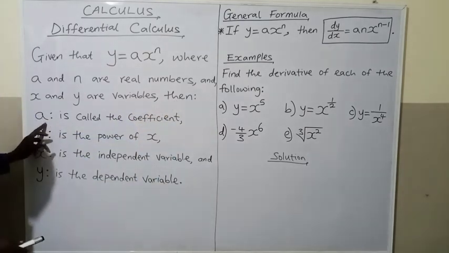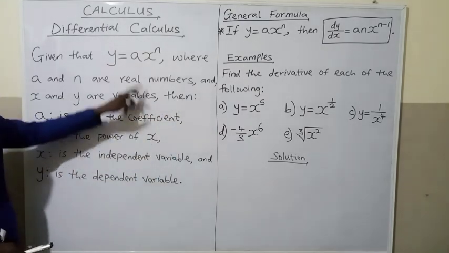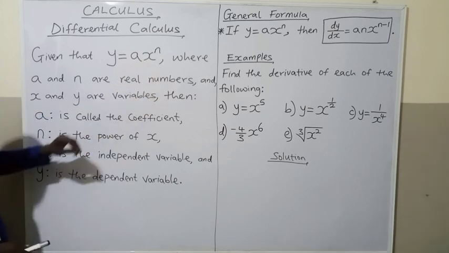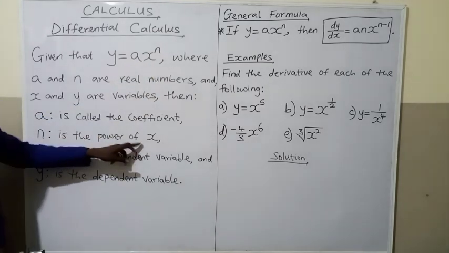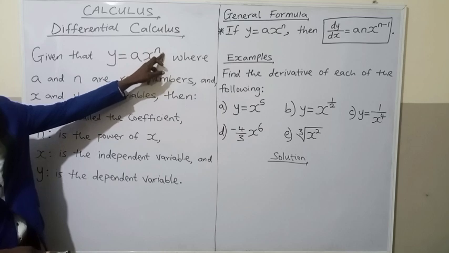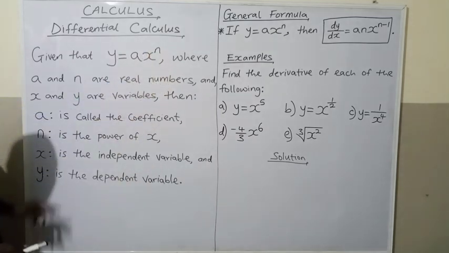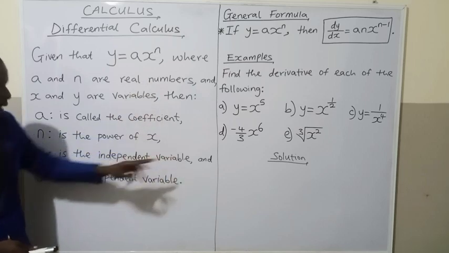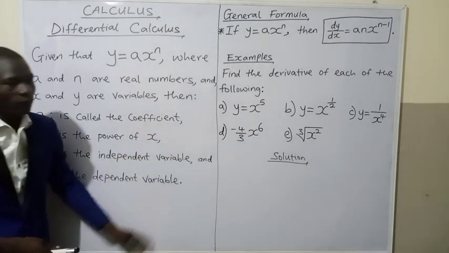Then a is called the coefficient. The coefficient is a number beside a letter. So a is the coefficient in this concept. n is the power of x, as we can see. n represents the index, so that's the power of x. And x is the independent variable, while y is the dependent variable.